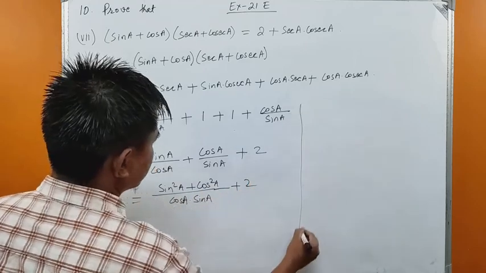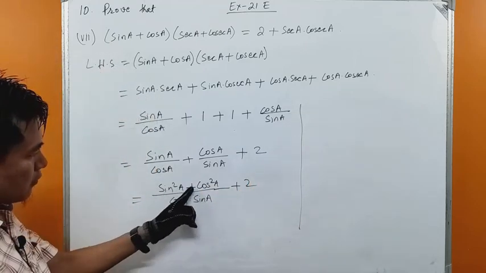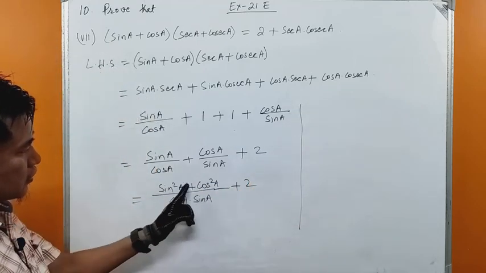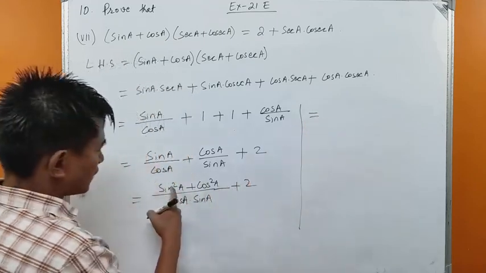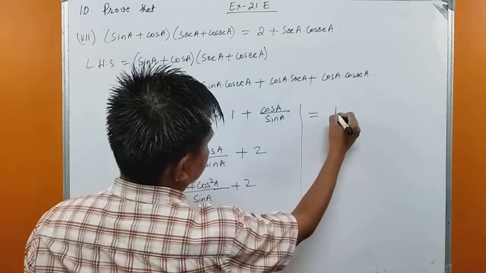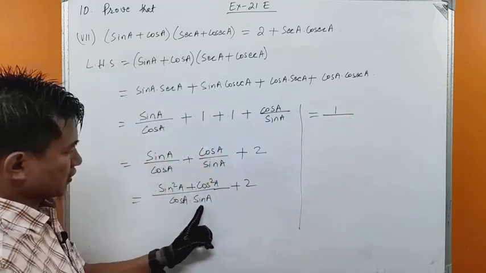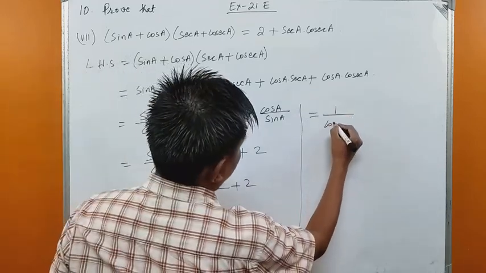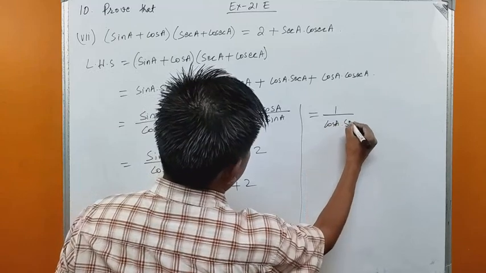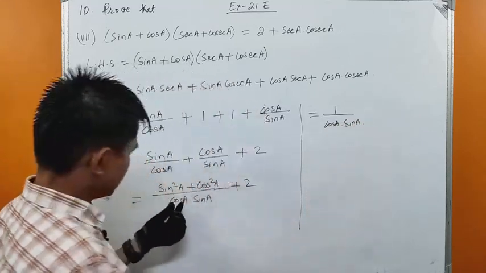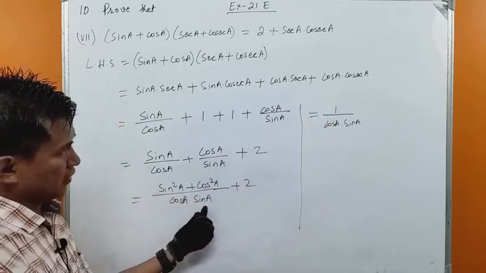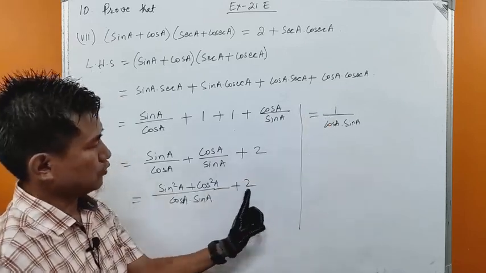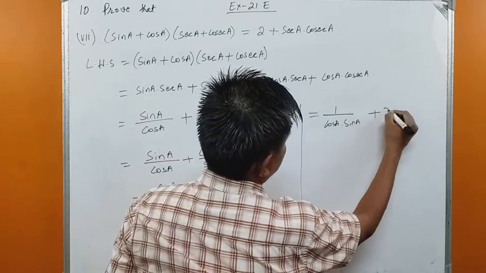So let me continue here. Sin square A plus cos square A means 1, isn't it? Sin square A plus cos square A can be written as 1 upon cos A sin A. Okay, sin square A plus cos square A is 1, and cos A sin A, plus 2.